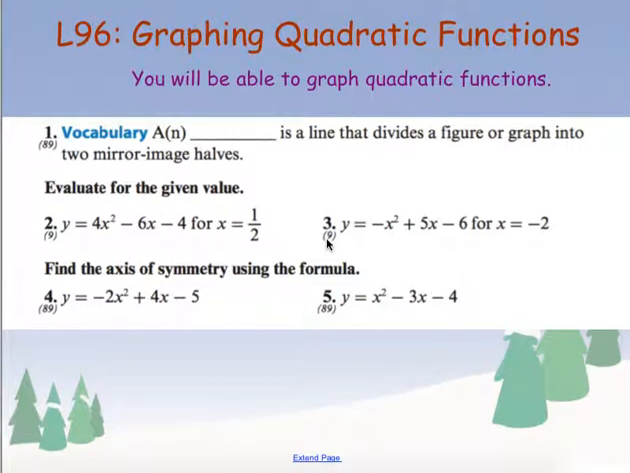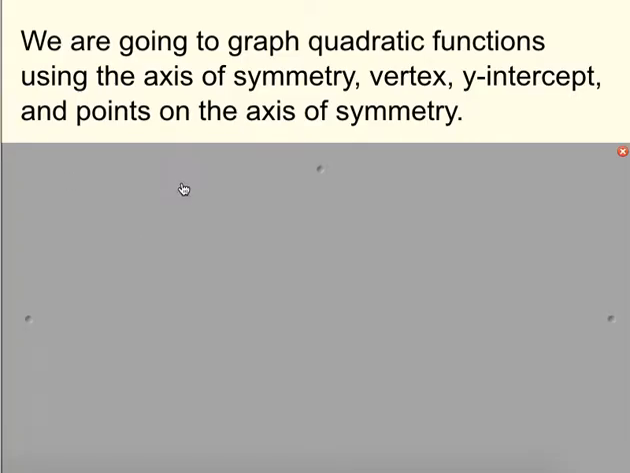Algebra 1, Lesson 96, we are graphing quadratic functions. So we are going to be going through a step-by-step process in order to do this. And so we're going to be using the axis of symmetry, vertex, y-intercept, and later on some of the zeros of the function in order to graph these, along with some points on the axis of symmetry, so that we can have points on either side.